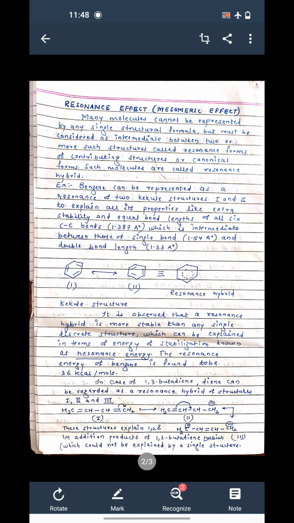It is observed that the resonance hybrid is more stable than any single discrete structure, which can be explained in terms of the energy of stabilization, that is, resonance energy. As the resonance energy of a molecule is higher, the molecule is more stable, and therefore benzene is a very stable molecule because it has 36 kilocalories per mole of resonance energy. It is very difficult to break the benzene ring in any kind of reaction. That reaction is very tedious.